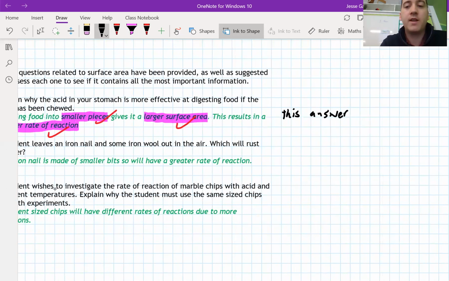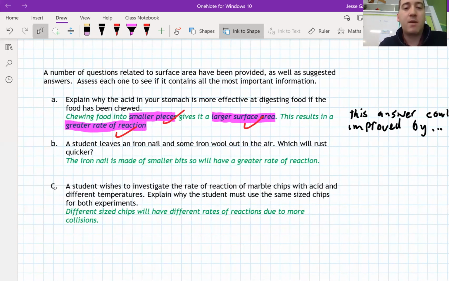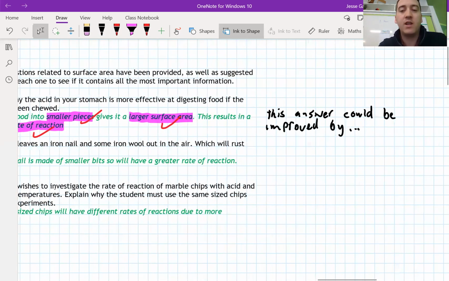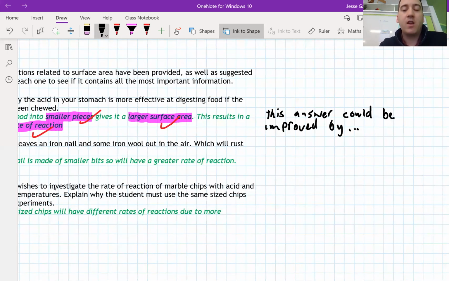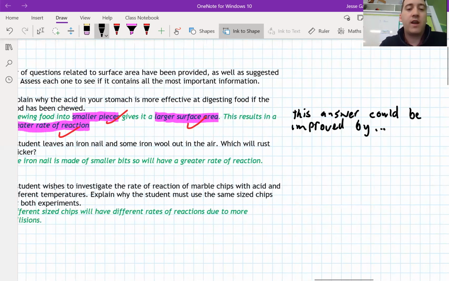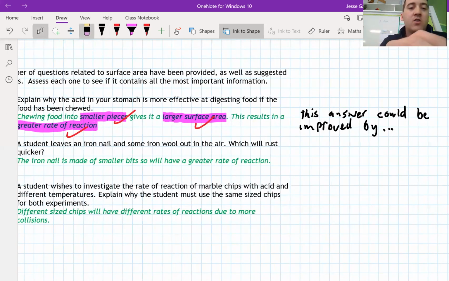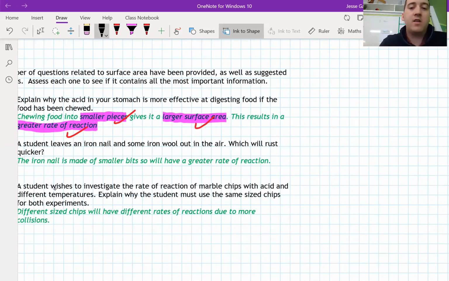This is what you should be writing. This answer could be improved by... Well, what could we say? Well, we mentioned that we should definitely be talking about collisions, and there's no mention of collisions. So what could we say after "smaller pieces results in a larger surface area"? We could say this makes it more surface for collisions.